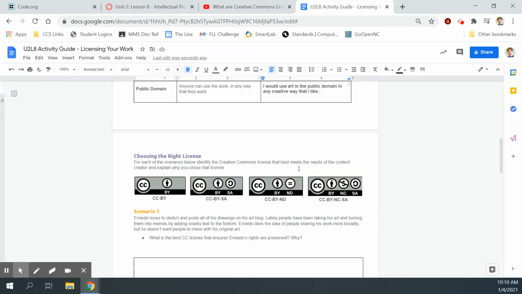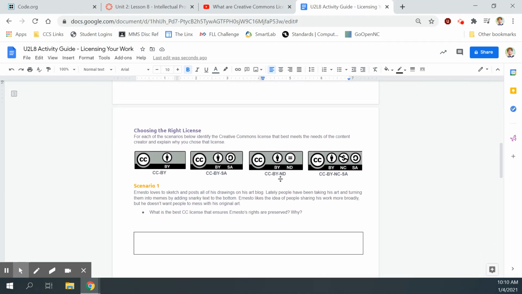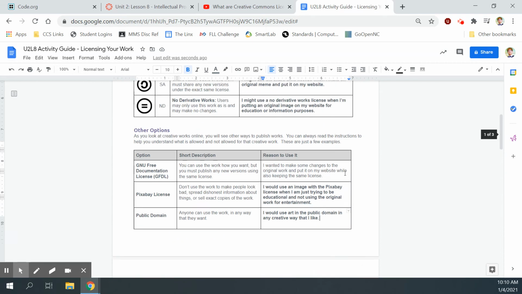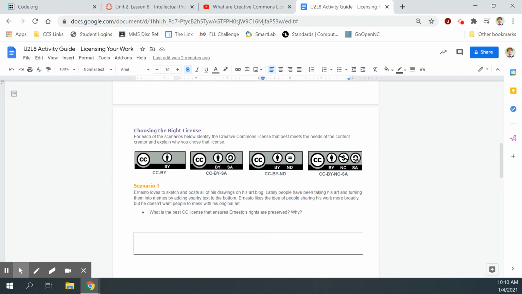And then by ND, what does ND stand for? No derivative works. So Creative Commons by, you tell us who the original author or creator is, and then there's no derivative work, so you cannot add to, take away from, or alter that image in any way. And then finally, Creative Commons by NC-SA, by attribute to the original author, NC, non-commercial, meaning you can't make money off of it or use it for advertising, SA, share alike. Share alike again, users of this work may share any new versions under the same exact license. So while you can make any changes you want to the original work, you cannot use it to make money or advertise. Okay.